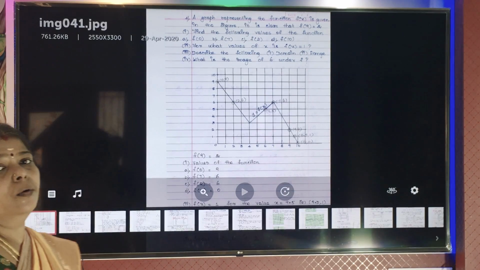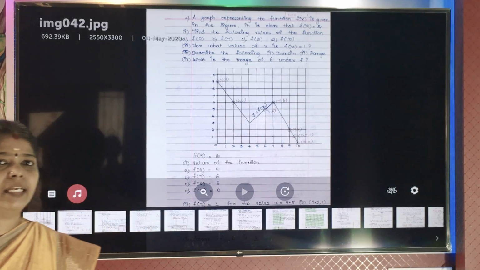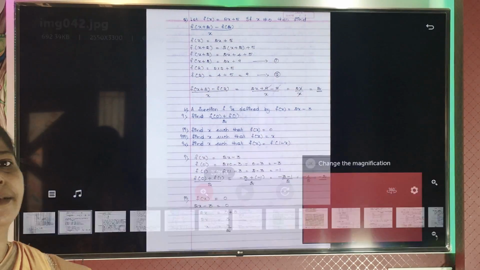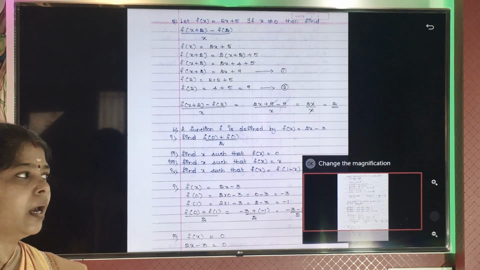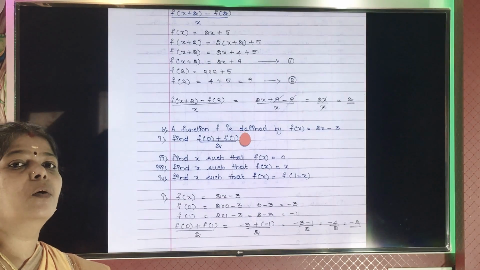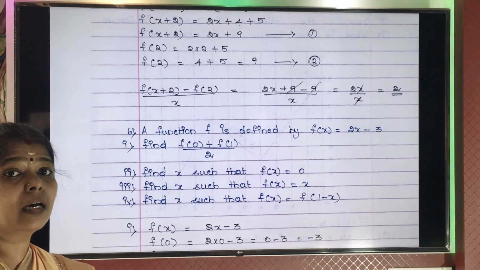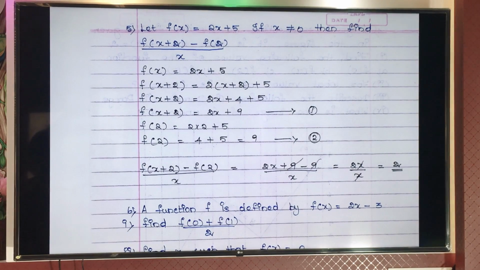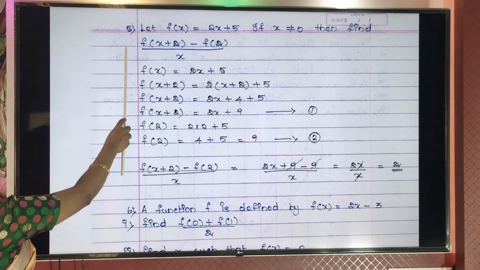So this is how, when a figure is given, you need to look into the figure. Okay, and you have to understand what is given in the figure and answer the questions accordingly. Okay. Now let us move on to sum number 5.